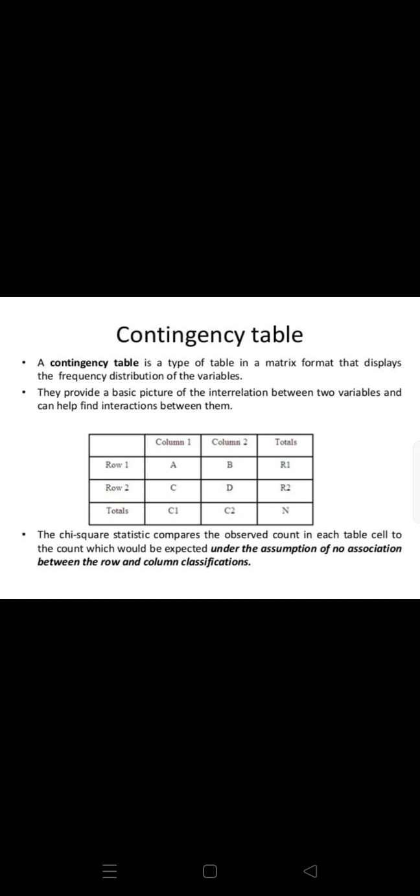The contingency table. A contingency table is a type of table in a matrix format that displays the frequency distribution of variables. They provide a basic picture of the interaction between two variables and can help find interactions between them. The chi-square statistic compares the observed count in each table cell to the count which would be expected under the assumption of no association.